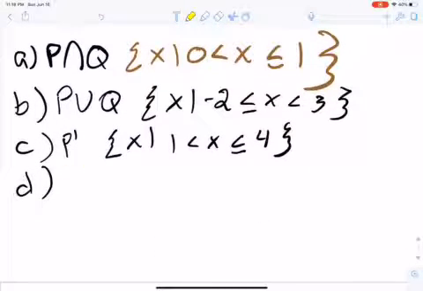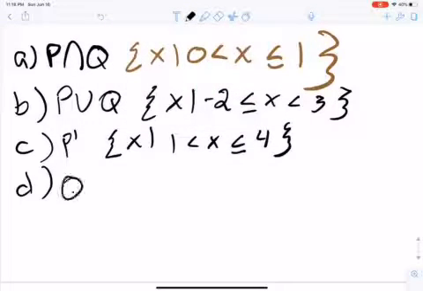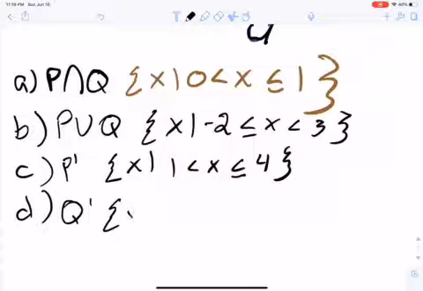Oops, let's not do yellow. Let's do black again. So not Q, in this one we have to write it in two different ways. Let's start with the first one, from negative 2 to 0. So all x such that negative 2 is less than x is less than 0.